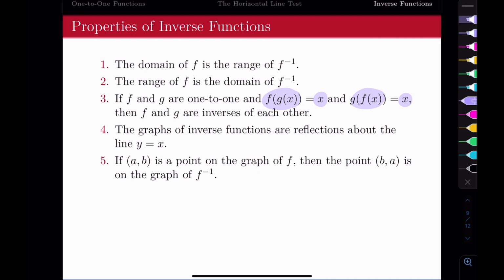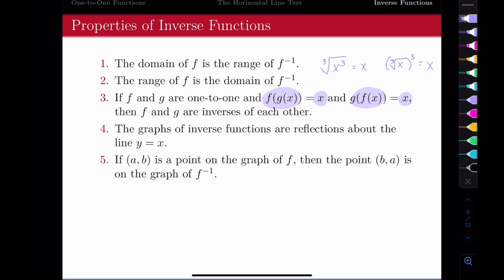So just to give you a quick example, if I take the cube root of x cubed, it lands me at x. And likewise, if I cube the cube root, they cancel each other out and land at x. So x cubed and the cube root of x are inverses of each other.